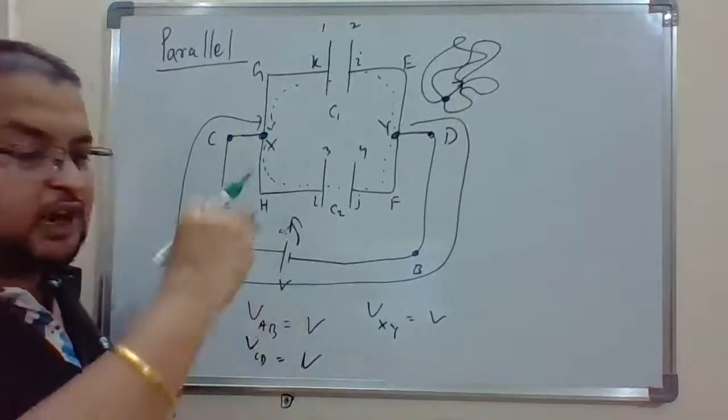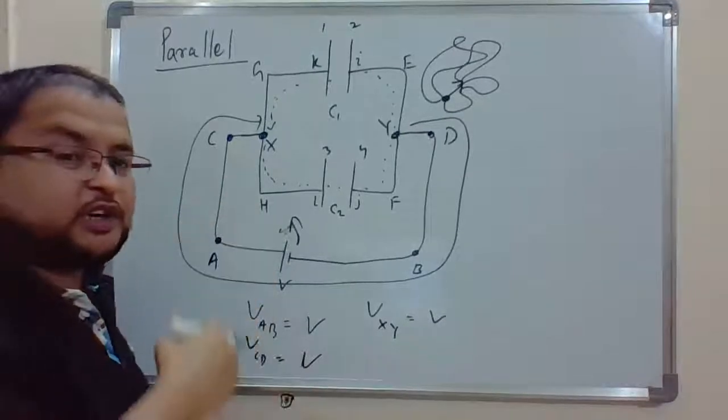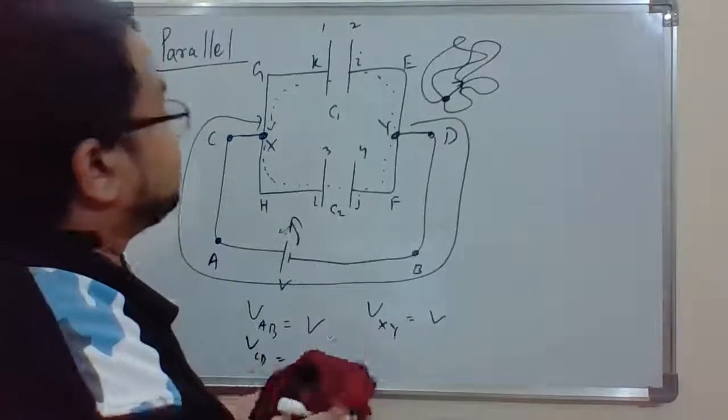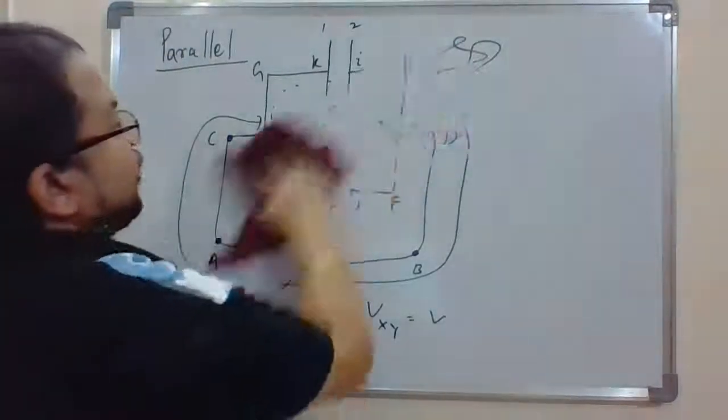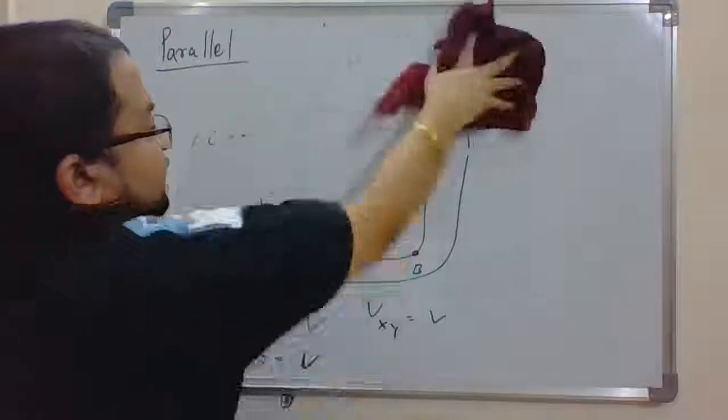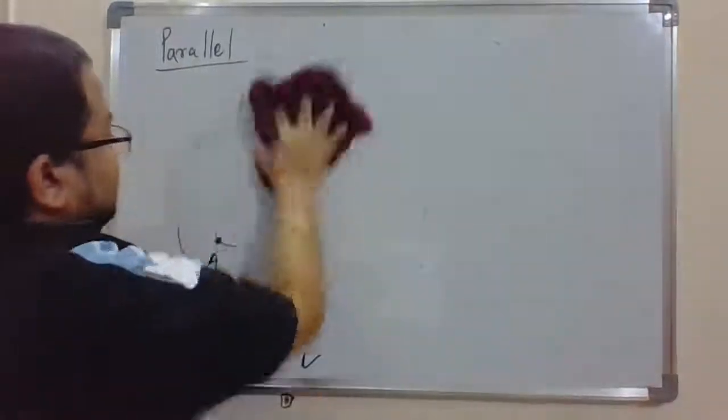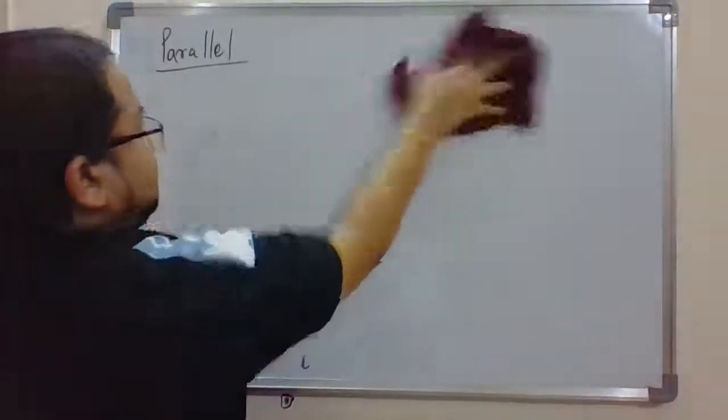So whether you choose this path or that path or that path, your potential difference continues to be the same. That's why it proves that your potential difference will be the same. Now let me clean it up so that we can do some derivations based on this.